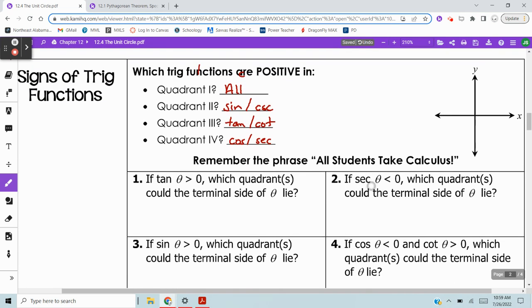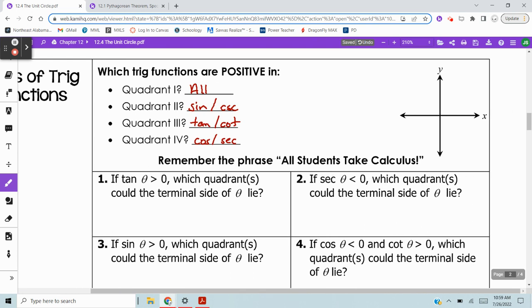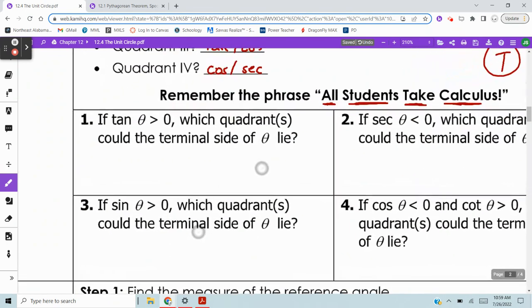Now, another mnemonic device we can use to remember what's positive and where it's positive: in the first quadrant, everything was positive. In the second quadrant, sine was positive. Third was tangent. And fourth was cosine. We can remember this with the mnemonic device: All Students Take Calculus. If we take the first letters from each of those, it tells us what's positive and in which quadrant. So let's work some problems now using that.